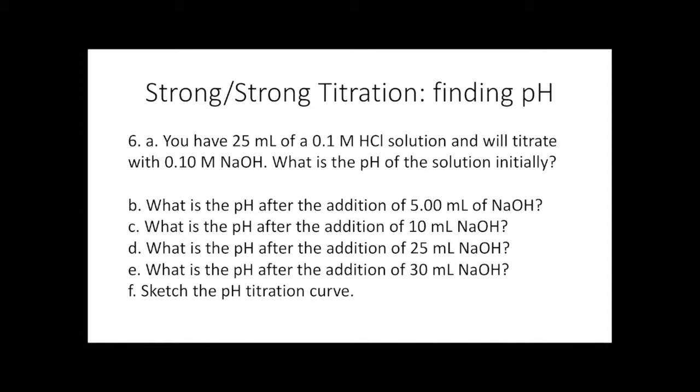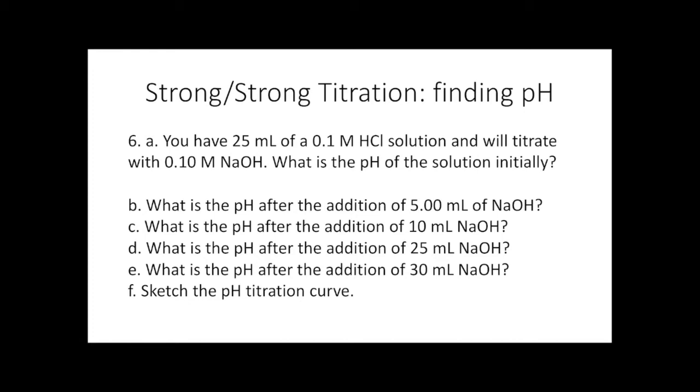Well, first, aside from part A, you have to do a dilution, because every time we are adding NaOH, it's going to dilute my concentration of both the HCl and the NaOH. So I have to find my new concentrations after I mix them. Then I have to make an ICE table and do some calculations.